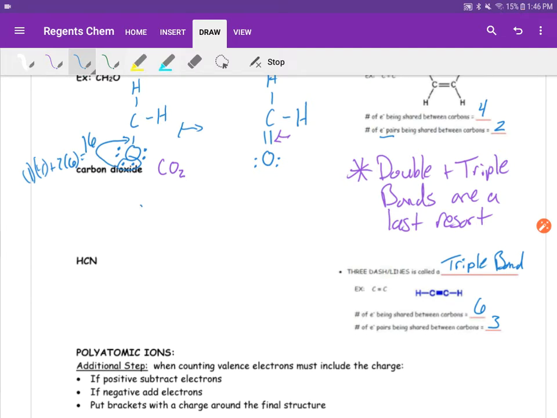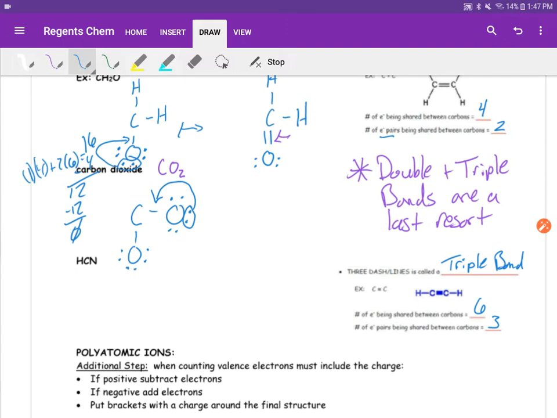So again, start the same way. I've got carbon, oxygen. I'm going to connect those, so now I'm going to subtract out 4. We've got 12 more. Well, each oxygen needs 6 more, so there's 12. All right, now I've run out. My oxygens are happy, but the carbon, no, carbon is not happy. There's only 4. So this needs to have a lone pair from this guy. It needs to have 4 more electrons.